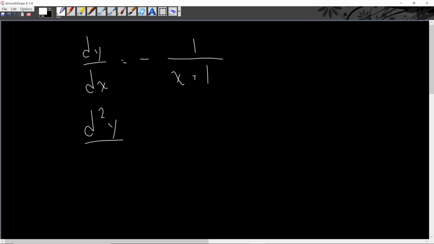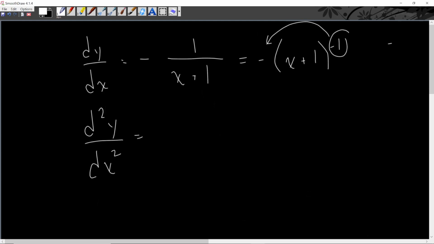So if dy dx is equal to negative 1 over x plus 1, then d squared y over dx squared is going to be, well, let's write this as negative x plus 1 to the power of negative 1. Bring that negative 1 out there. So negative 1 minus 1, that's going to be negative 2.